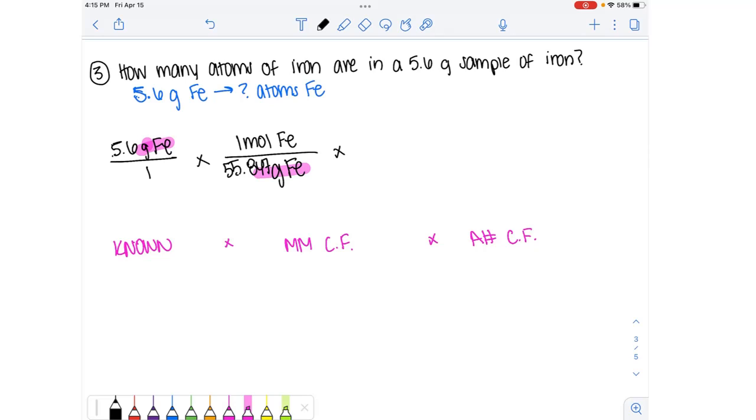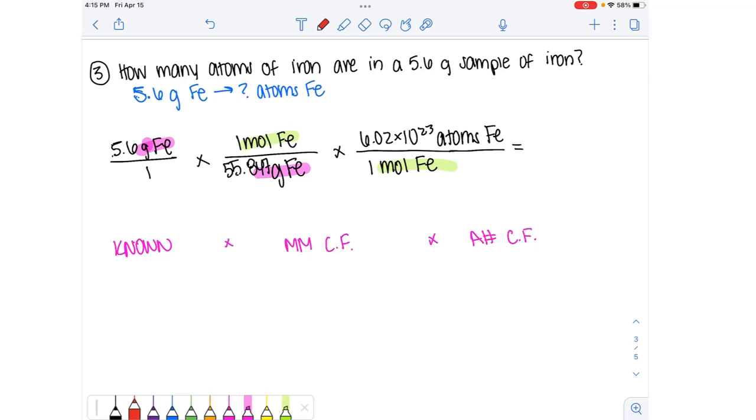Same thing with Avogadro's number. It is always Avogadro's number per 1 mole. So how am I going to set up this conversion factor to get my units to cancel? Moles has to go in the denominator. So I'm going to get 1 mole of Fe down here. And in the numerator, I've got to have Avogadro's number, 6.02 times 10 to the 23rd atoms of Fe.